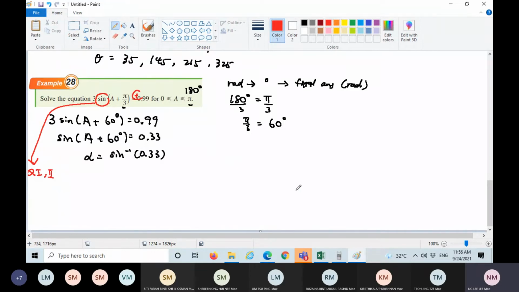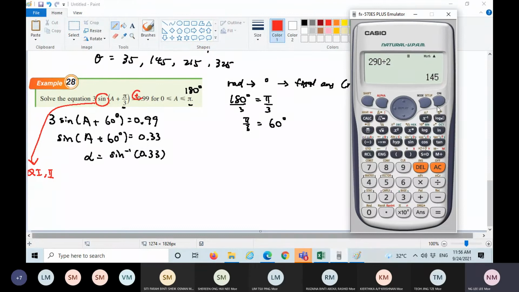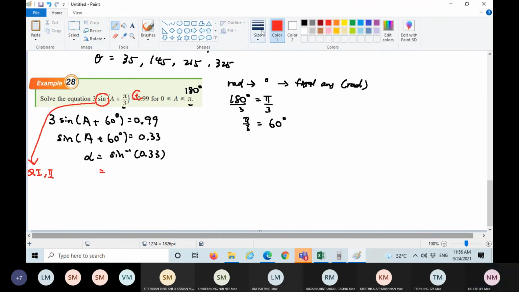So shift sine 0.33. This one I do shift sine 0.33. So the answer is 19.27, because the 8 here you round off, becomes plus 1 here, so 6 plus 1, 7. So the answer is 19.27 degrees. Remember always 4 significant figures with minimum 2 decimal places.